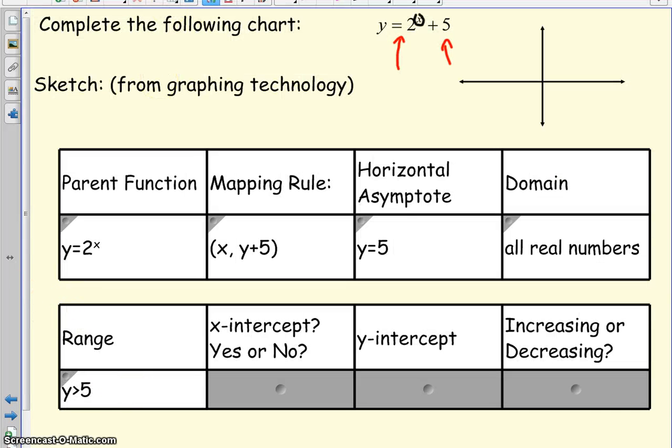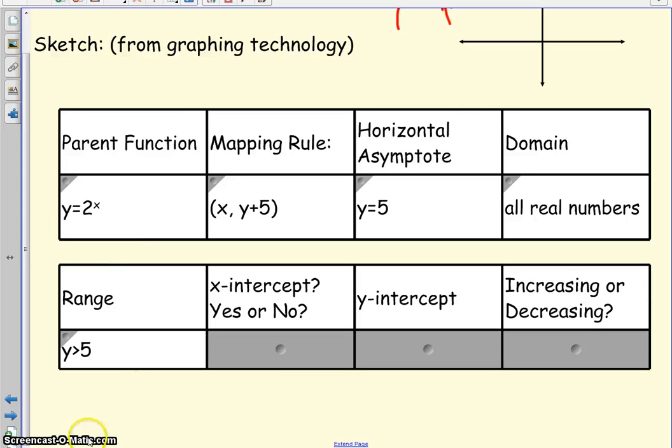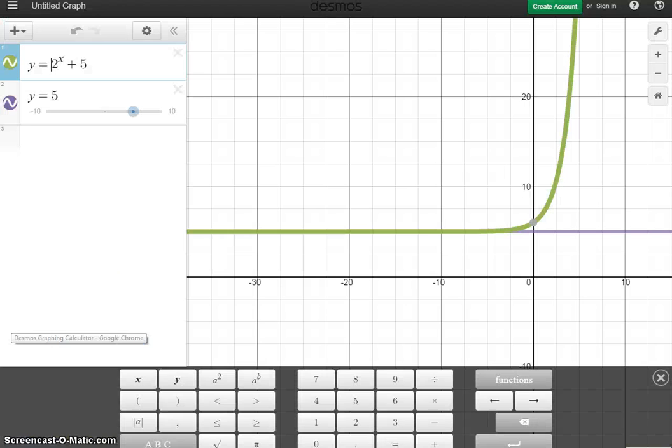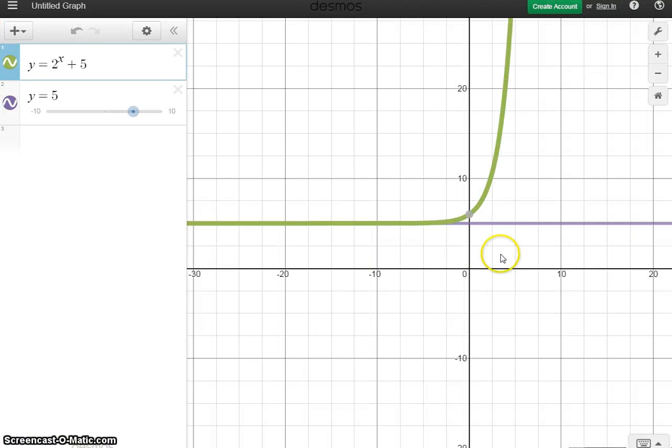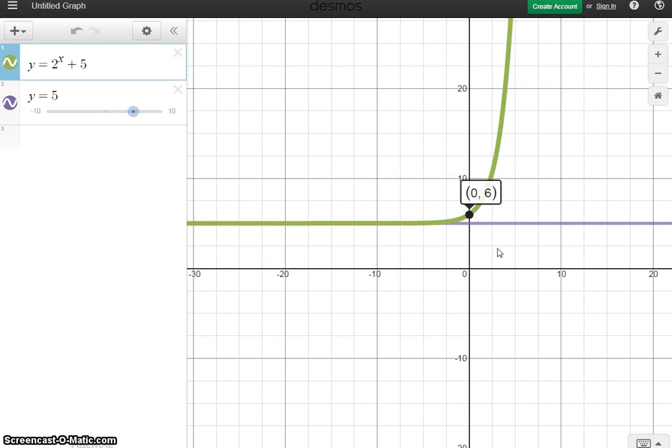The next thing to look at here is whether or not this graph has an x-intercept, yes or no. Again, we can look at the graph for that. You'll see that this particular graph never crosses the x-axis, so we can simply say there is no x-intercept. As for the y-intercept, let's take a look at it on the graph. We can see it's at 6.